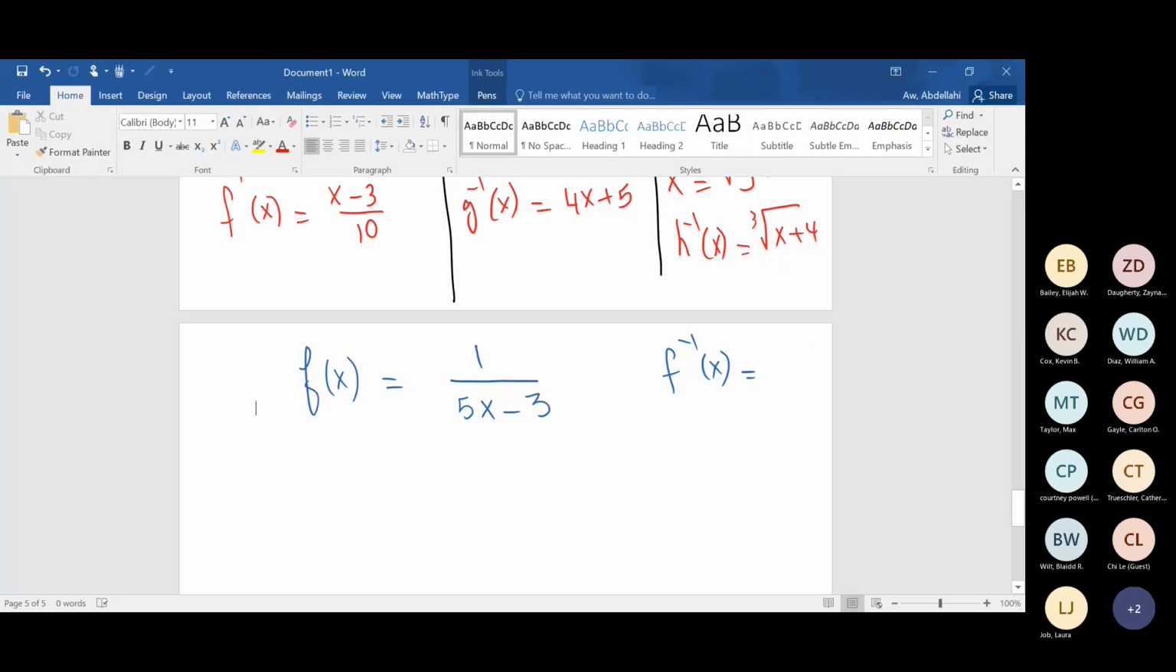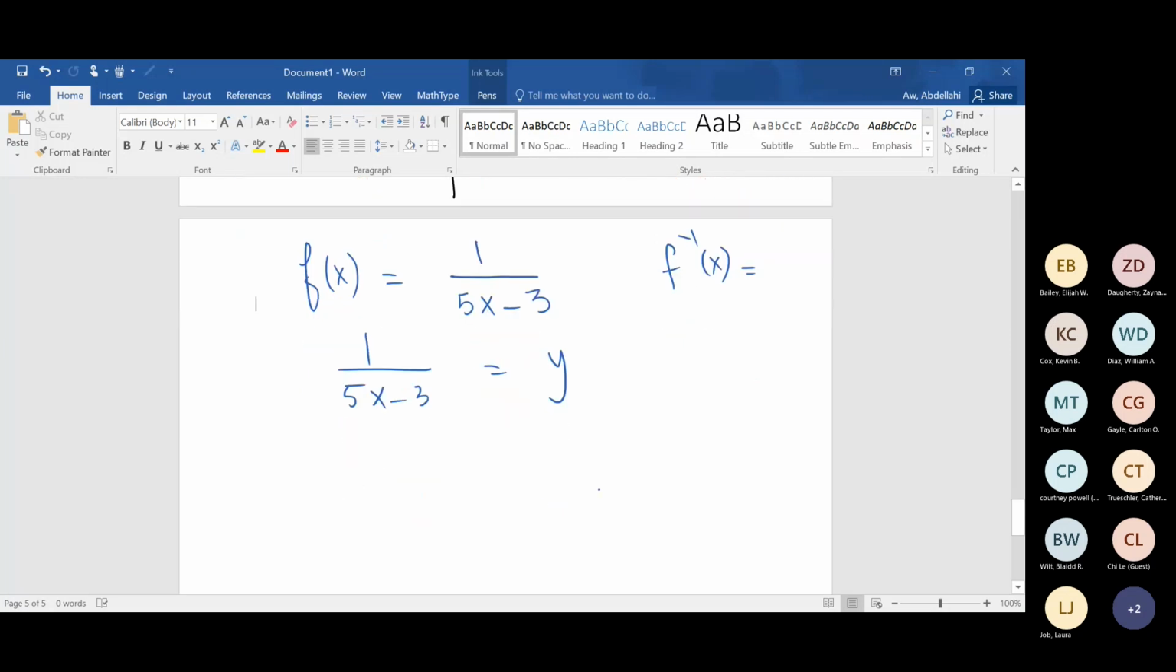Actually, you're going to follow the same process. You're going to say 1 over 5x minus 3 equals y, and then you try to solve it. Okay, let me give you a couple of minutes to try to solve it.